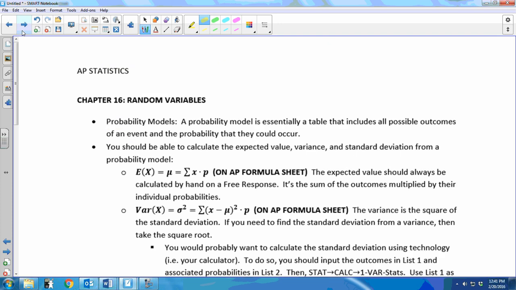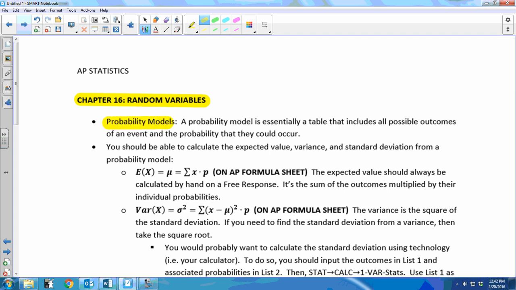Now, chapters 16 and 17, this is where things got tricky. These weren't just basic probability questions you've been doing in algebra classes before. Chapter 16 is about random variables. Random variables was just where we defined an event with a variable. So X is drawing a card, or X is playing a carnival game. Okay? You had probability models.